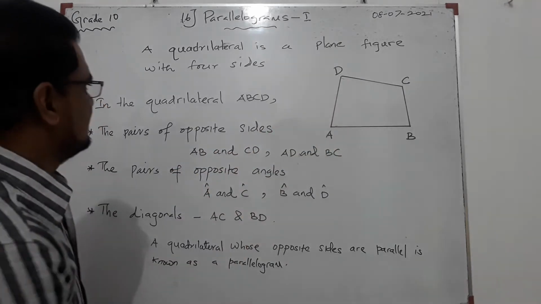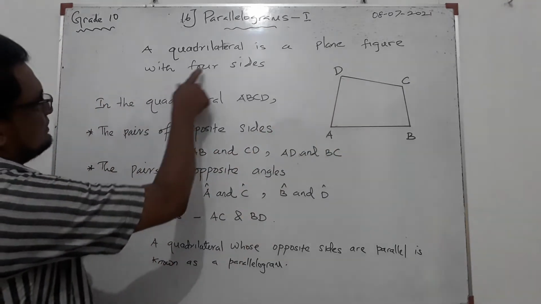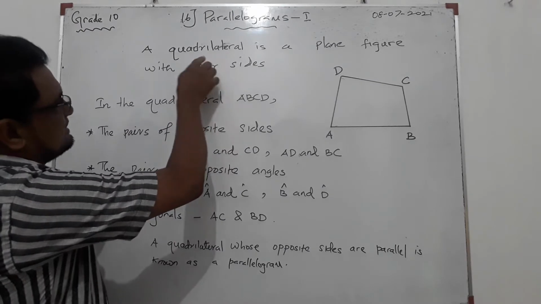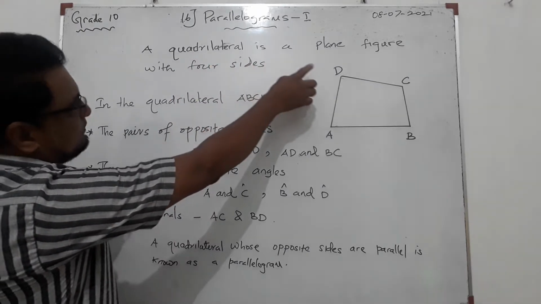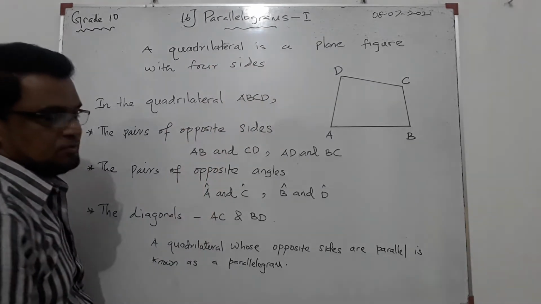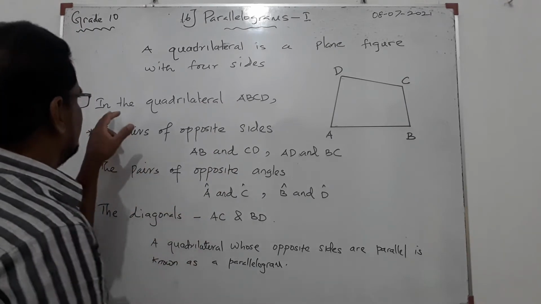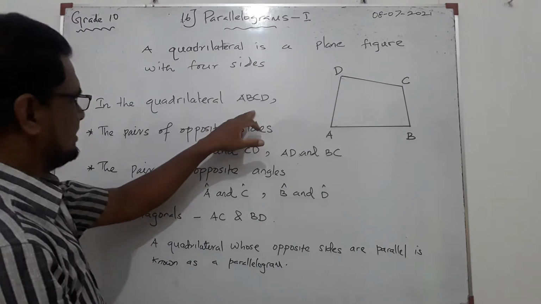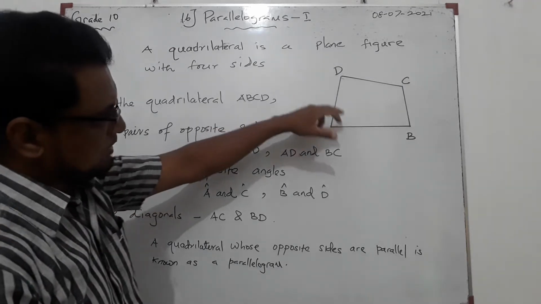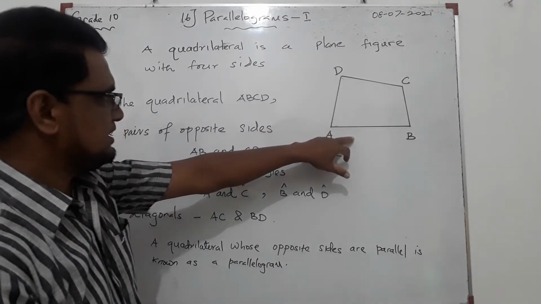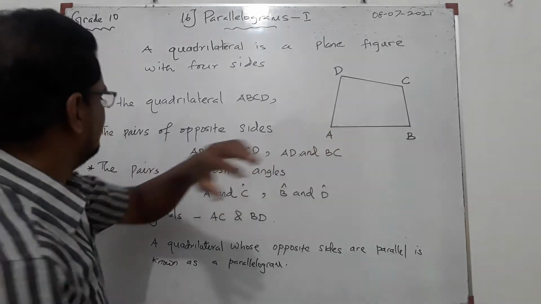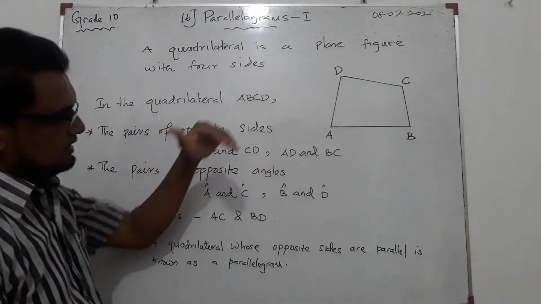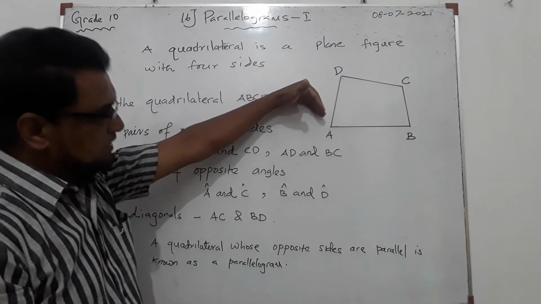So you can write down this definition. Once again, a quadrilateral is a plane figure with 4 sides. You can write it down. In the quadrilateral ABCD, right? Now I have drawn a quadrilateral named ABCD. Look at this picture now. We can find some properties.